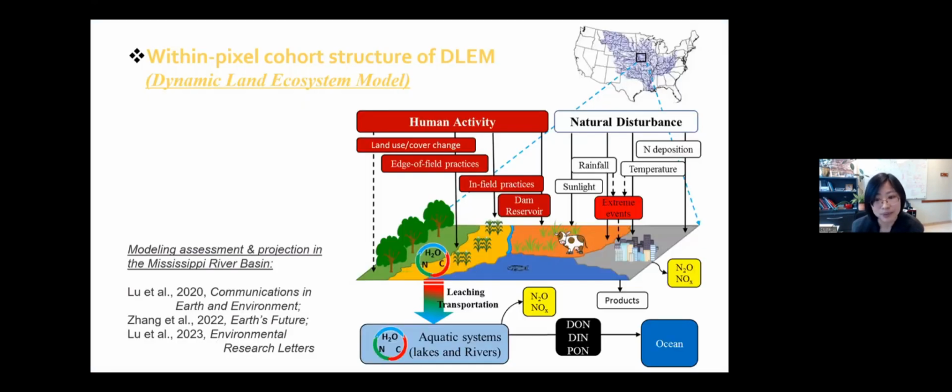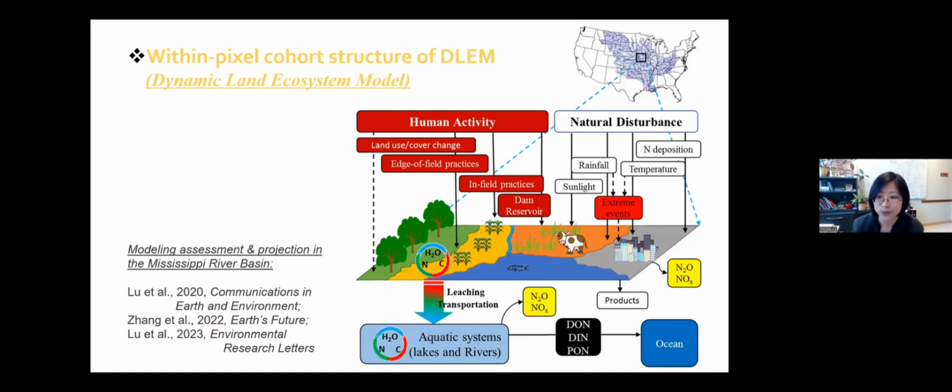The model we are using is called the Dynamic Land Ecosystem Model, a process-based model. It means we don't rely on empirical methods such as regression or machine learning tools to get modeling estimates. Instead, we use thousands of algorithms to mathematically describe the biophysical, biogeochemical, and plant physiological processes under various climate conditions, soil properties, land use, and management practices.